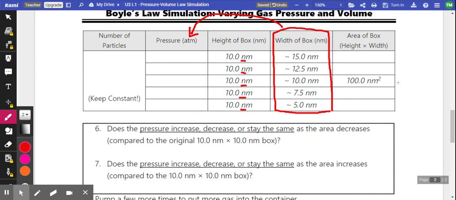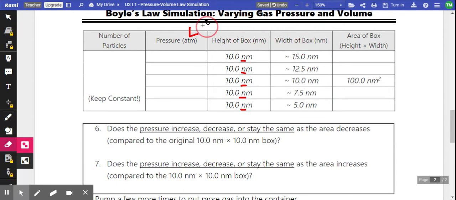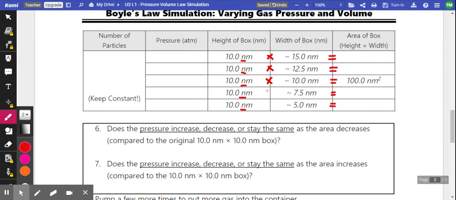Now we've also got this section over here to see the area of the box, basically how big it is, other than just looking at the width. If we take our height times our width, that is going to be our area, just like 10 nanometers times 10 nanometers is going to be 100 square nanometers. So this is just a quick multiplication problem to see what the area of your box is, and hopefully that will help you with some of the questions down below. You can do that at any time.